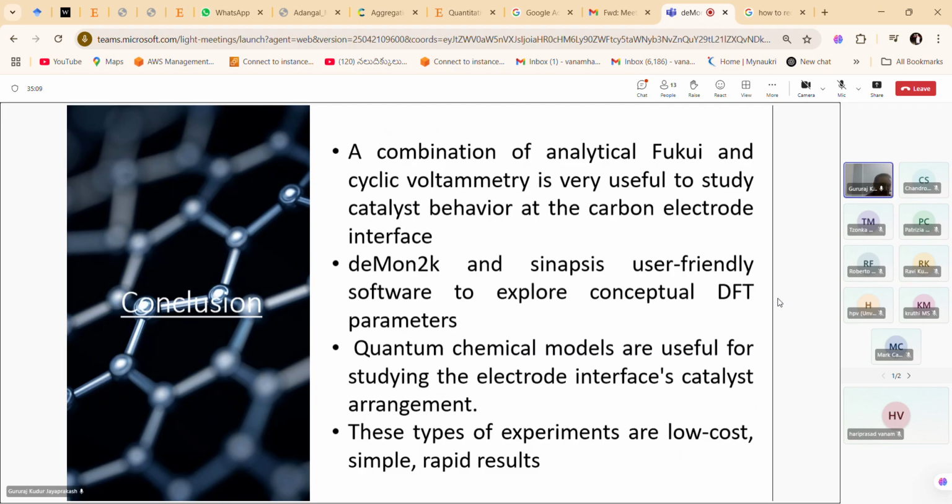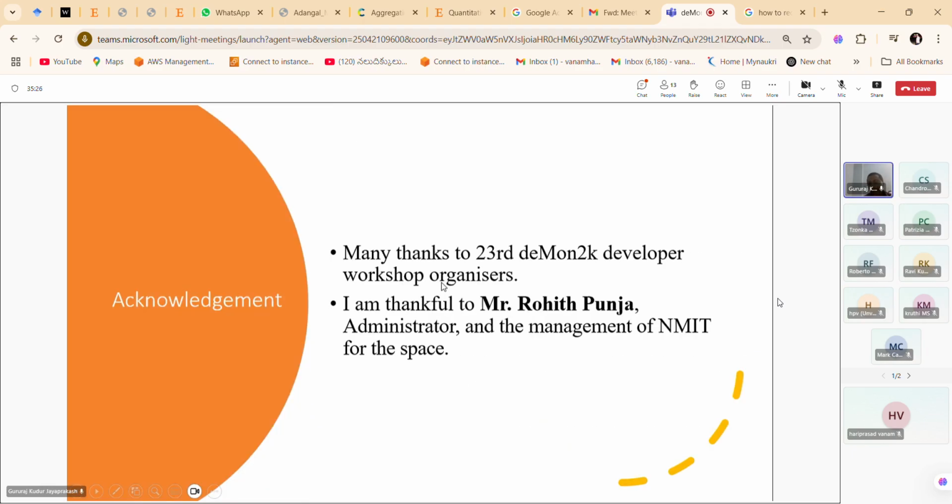In particular, what I like about deMon2k is that we have published more than 50 research articles using it, because it's very user friendly, and you don't need to pay if you are using it for academic purposes, and you will get results much faster and very simple to analyze.